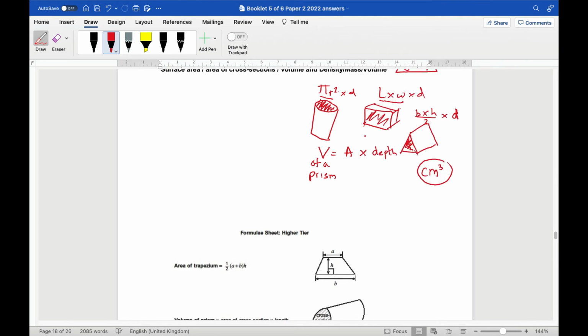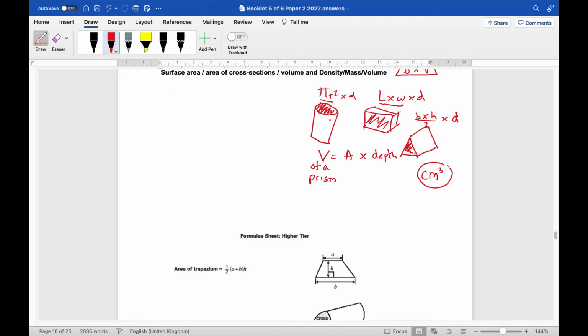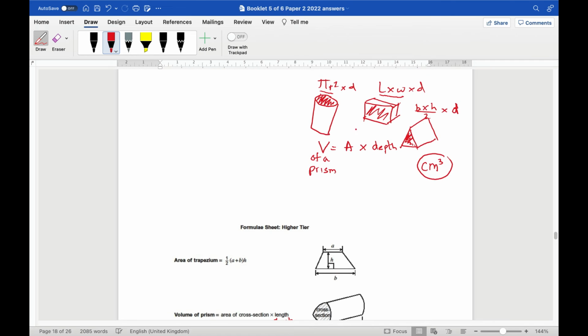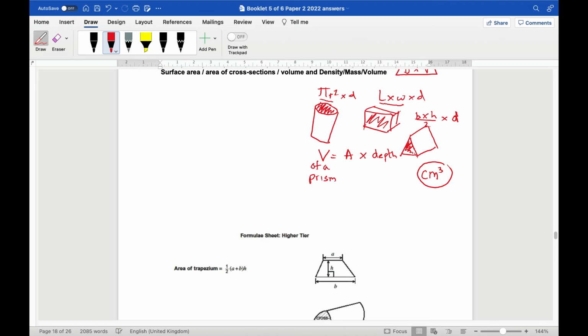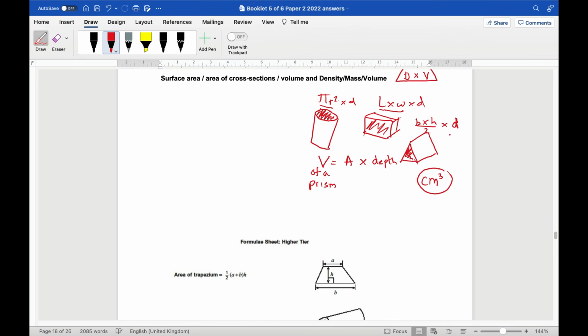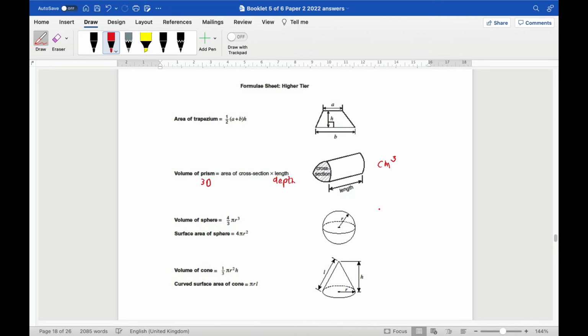So what I've done up here really badly is said, well, if the cross-section is a circle, if the shape is a cylinder, then the volume is pi r squared times the depth. If it's a rectangle, it's length times width times the depth. And if it's a triangular prism, it's base times height divided by 2 times the depth. And my answer to a volume is likely to be in centimetres cubed or metres cubed or whatever, okay?